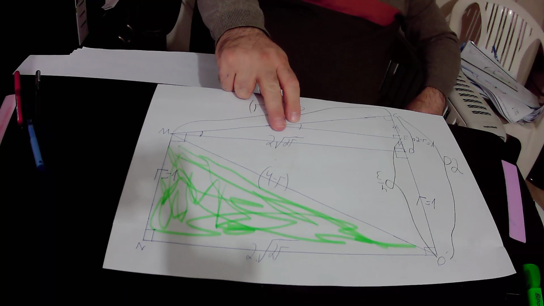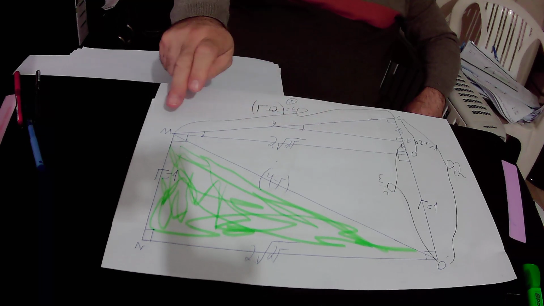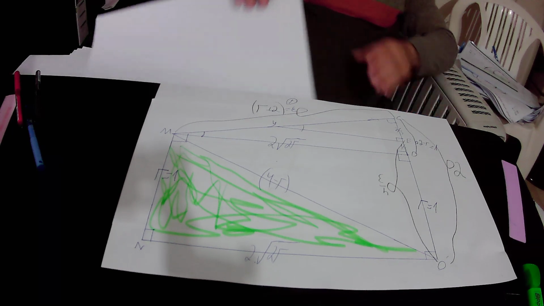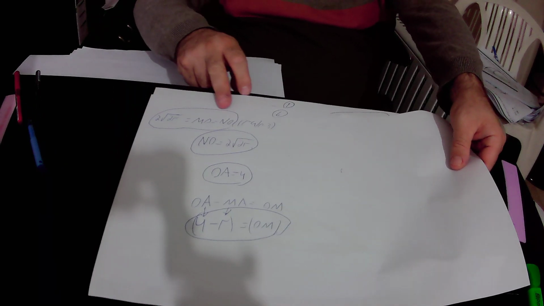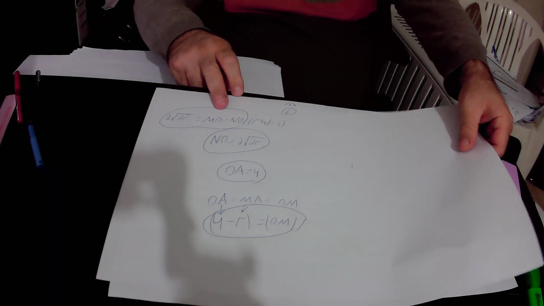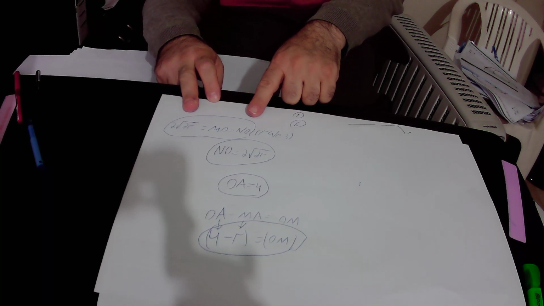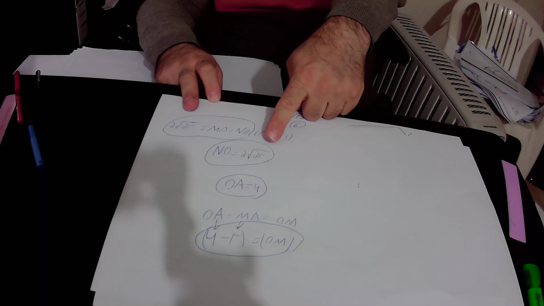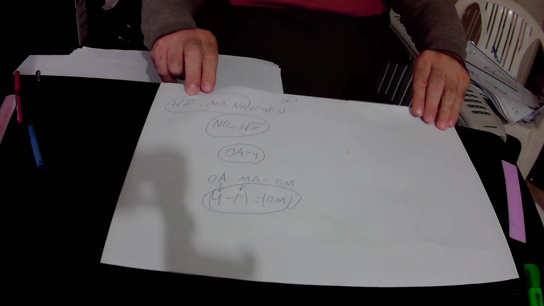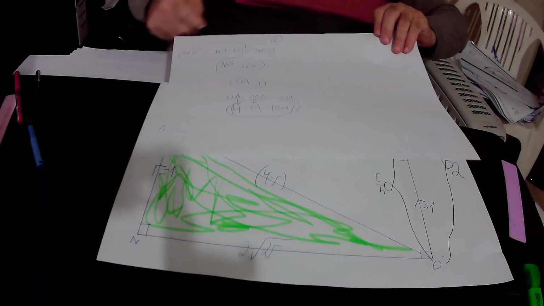And according to rule number 3, that the opposite sides of a rectangle are equal to each other, it means that MD equals NO. We have already found out that MD equals 2 times the square root of 2R, so from this equality we conclude that NO also equals 2 times the square root of 2R.